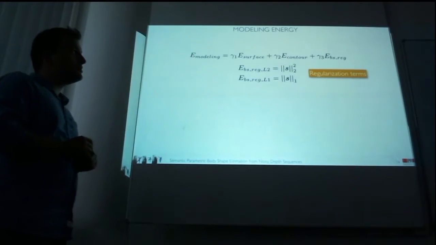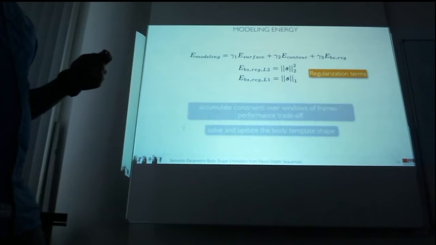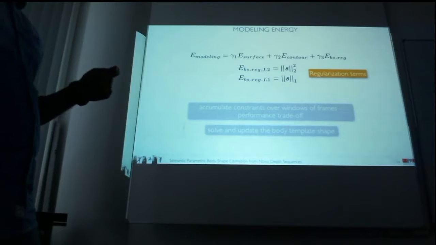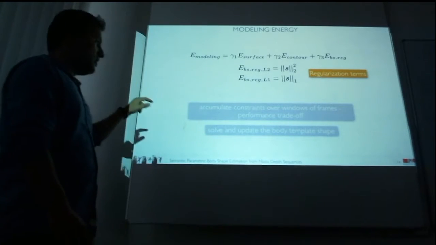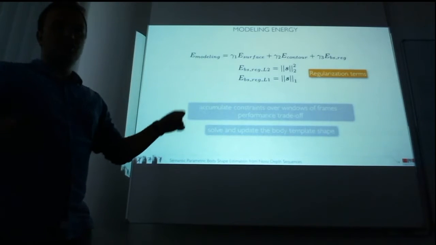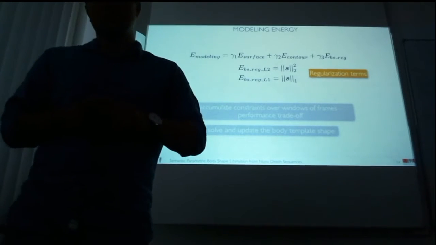An additional term that appears here in the modeling energy is the blend shape regularization term. We experimented with two terms, one using an L2 norm and one using an L1 norm. And of course, we get different effects, which I'm going to show in the next slide. Like I said, we accumulate constraints over windows of frames, and we solve and update the body template shape, and then we continue the tracking with an improved body shape.